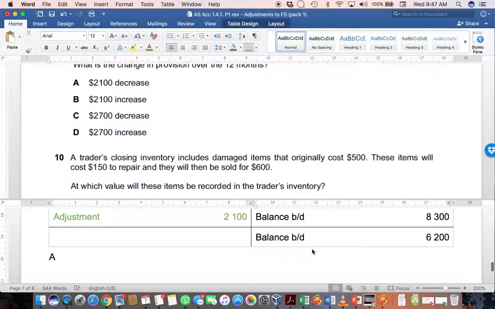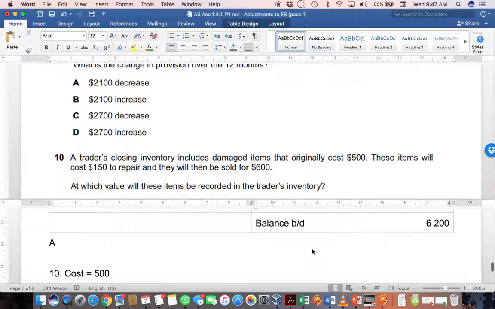Number 10. A trader's closing inventory includes damaged items that originally cost $500. These items will cost $150 to repair, and they will then be sold for $600. At which value will these items be recorded in the trader's inventory?